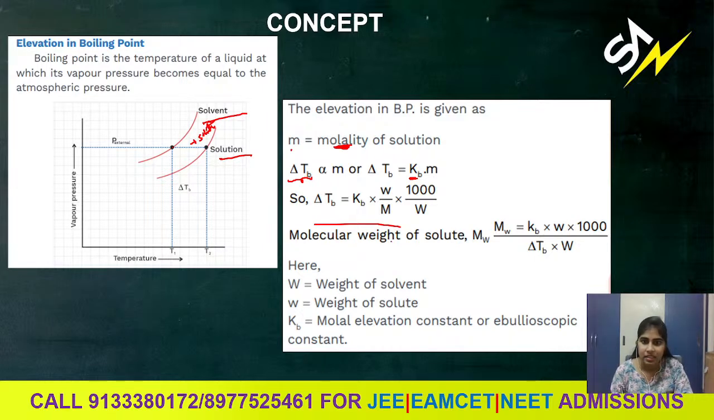So remember this formula to calculate the elevation in the boiling point. Here capital W is the weight of the solvent, this is also M, and small w is the weight of the solute. Kb is known as the molal elevation constant.